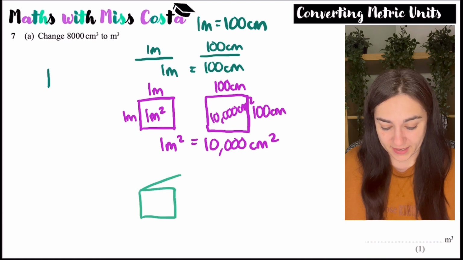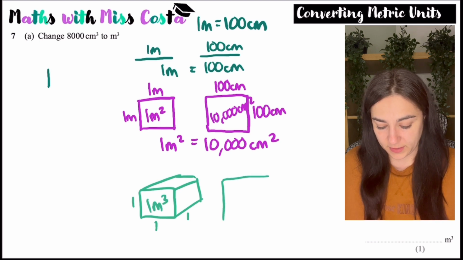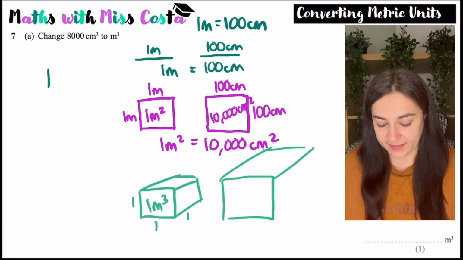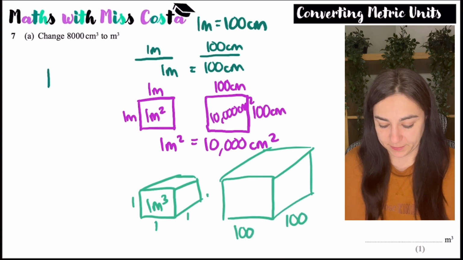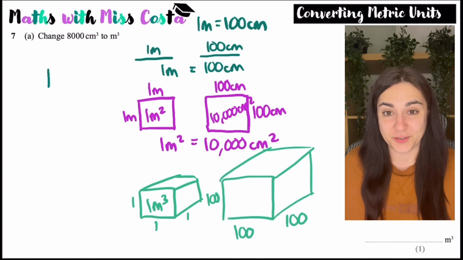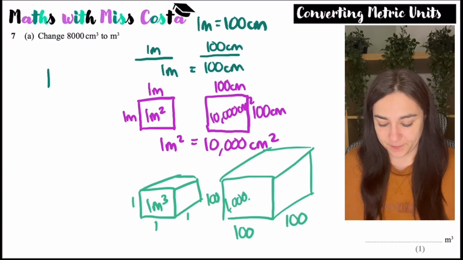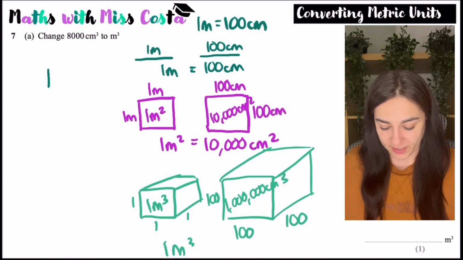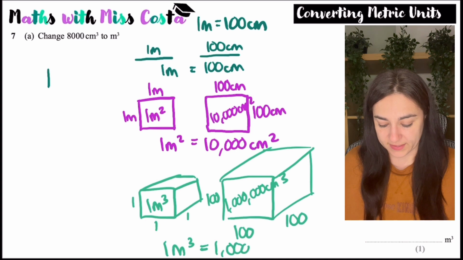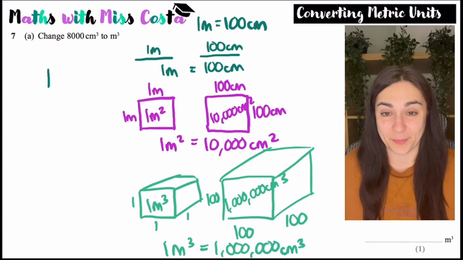So think about it again. If you've got a cube that is 1 meter by 1 meter by 1 meter, then that would be 1 meter cubed. But if we do the same for centimeters, and that was 100 centimeters by 100 centimeters by 100 centimeters, I'd have to work out the volume by doing 100 times 100 times 100, which is 1,000,000 centimeters cubed. So you can just memorize these and know that 1 meter cubed is equivalent to 1,000,000 centimeters cubed, but it's also good to think about why this is happening.